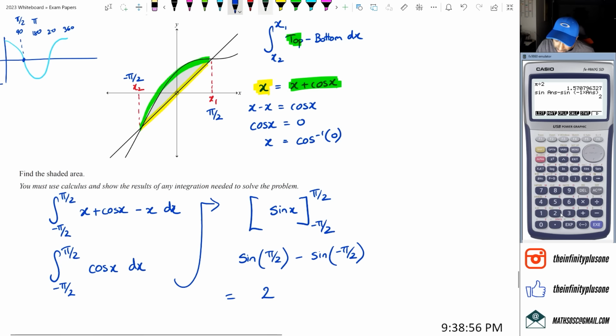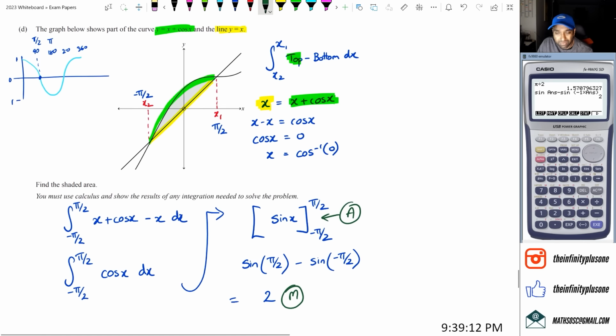Grades wise, the final answer of 2 gets you a merit. The correct integral gets you an achieved, so achieved is right here when you get to sine x. Not bad for this question. I guess the tricky part is just finding those two x1 and x2 values.